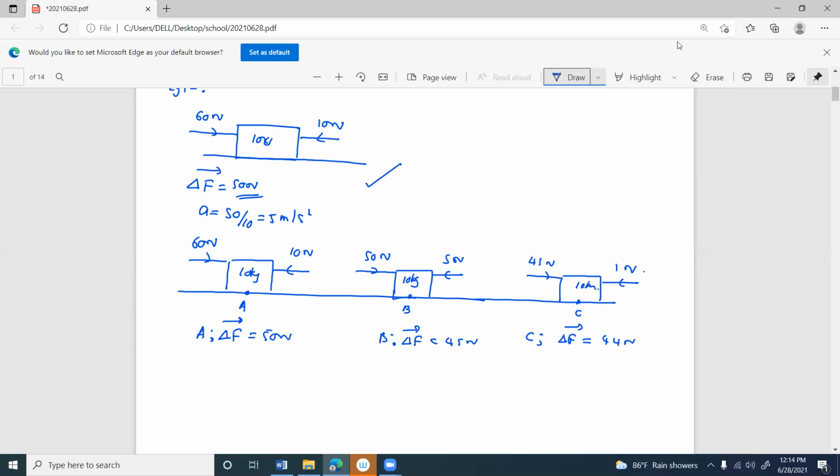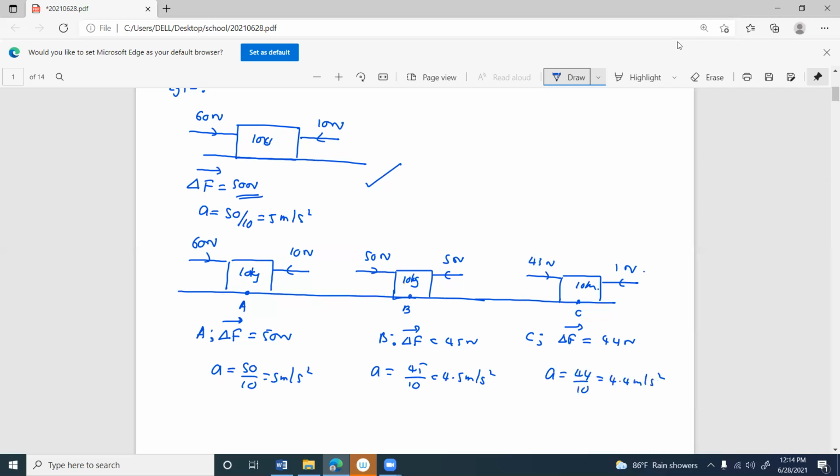Over here, the mass is 10 kg. What is the acceleration here? 50 divided by 10, that is 5 meters per second squared. Here the acceleration is 45 divided by 10, that is 4.5 meters per second squared. Here it's 44 divided by 10, which is 4.4 meters per second squared.